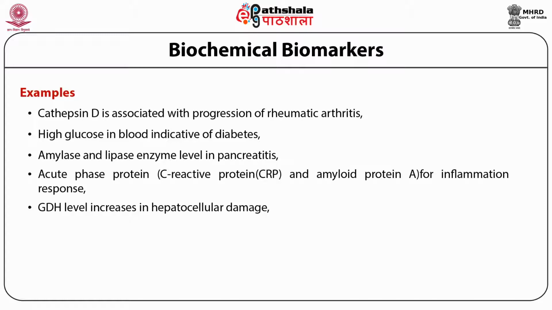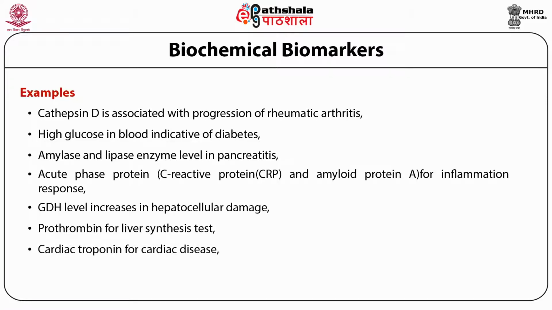When we want to test liver synthesis, prothrombin can be used as a biomarker. In case of cardiac disease, where we want to ascertain whether there is a heart damage or not, cardiac troponin can be used as a biomarker. And for ascertaining the function of kidney, blood urea nitrogen and creatinine can be used as biomarkers.